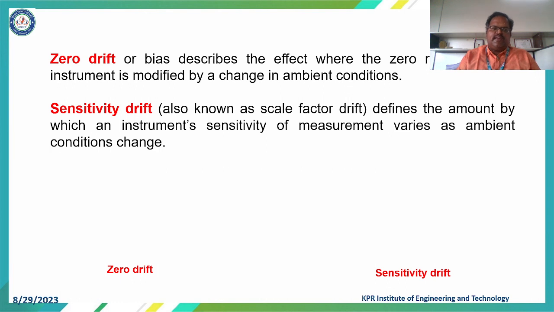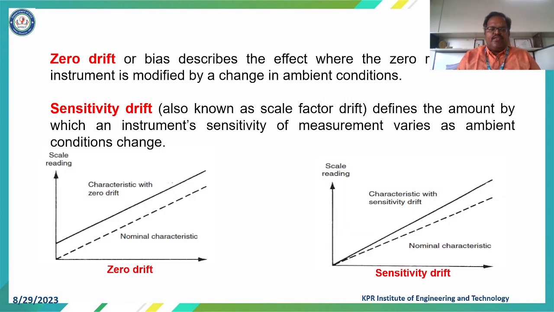And zero drift and sensitivity drift. In this graph you can see both zero drift and sensitivity drift. Zero drift is when the scale reading is increased by a bias, which describes the effect where the zero reading of an instrument is modified by a change in ambient conditions. Even though the reading is 0, if the temperature increases, the device may be disturbed. Sensitivity drift is defined as the amount by which an instrument's sensitivity of measurement varies as the ambient conditions change.